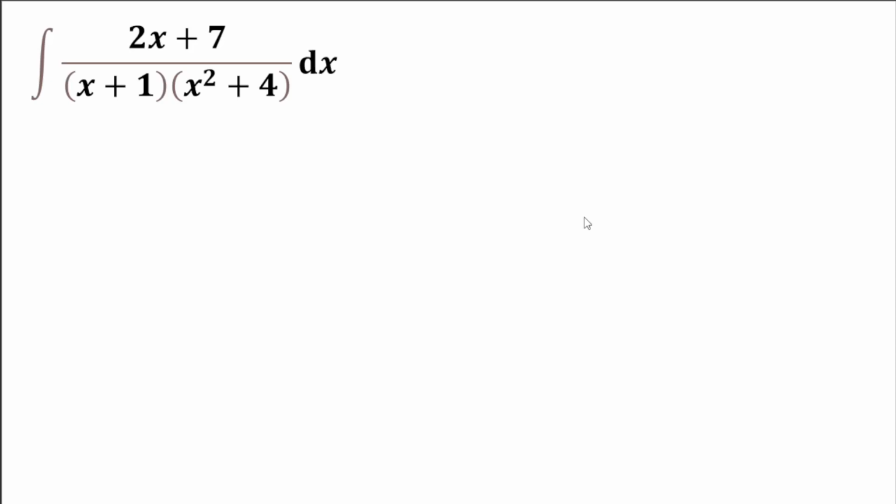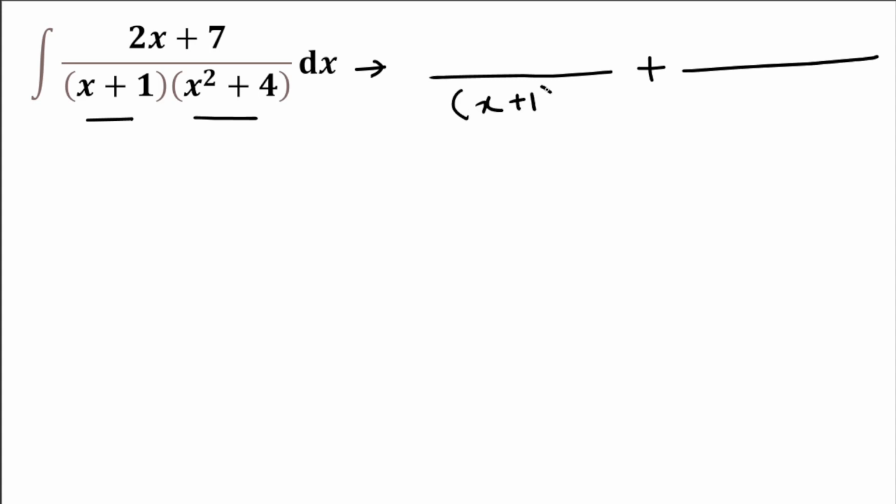Hello, we have this integration in our hands. In order to solve this, how we have to go about it is, see, there are two terms in the denominator, x plus 1 and x square plus 4. So we have to express it in terms of addition of two terms. One of the terms will have x plus 1 in the denominator, another will have x square plus 4.